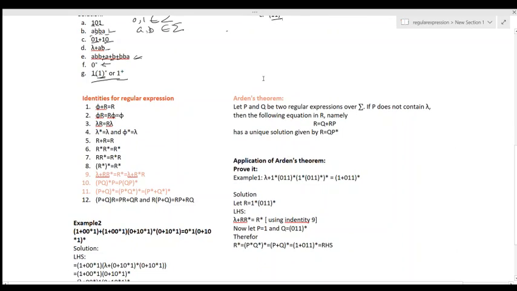Now let's come to a few identities. These identities are very important because they can be used to reduce any general regular expression or a big regular expression.